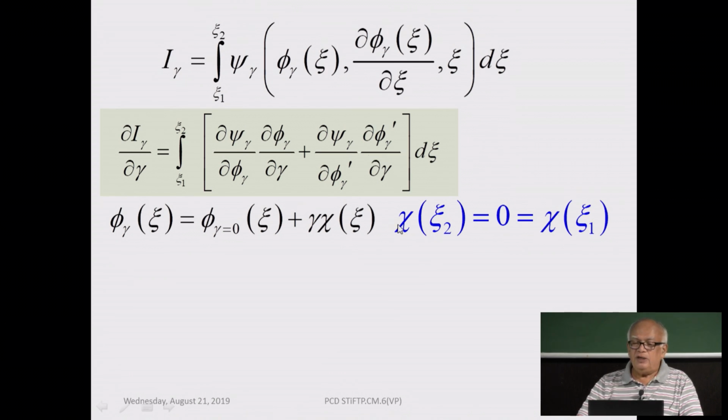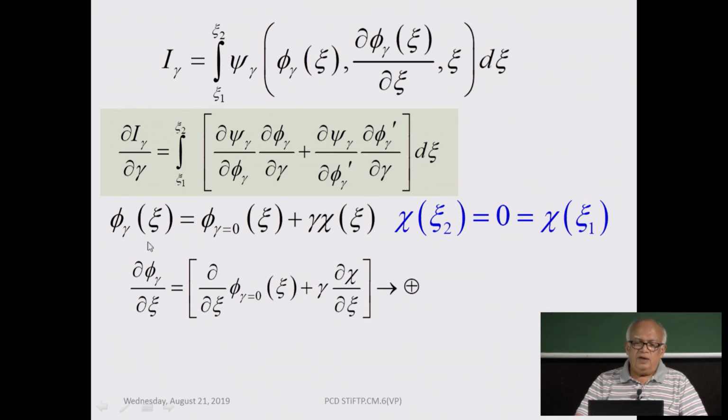And then the important point is that at the extreme point, just like the example I mentioned when you throw the stone, you have one initial condition and one final condition at which there is no variation. So, the chi itself, which is contributing to the variation in phi, linearly scaled by gamma. So, chi at xi2 and chi at xi1 are both 0, there is no variation, those are the fixed points.